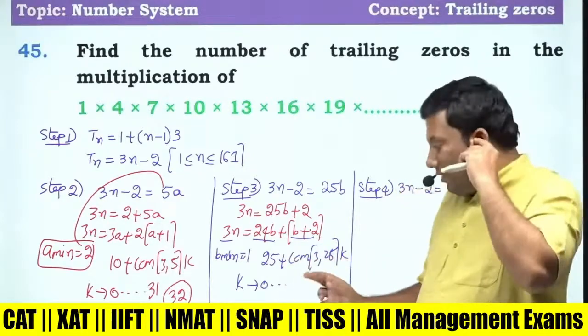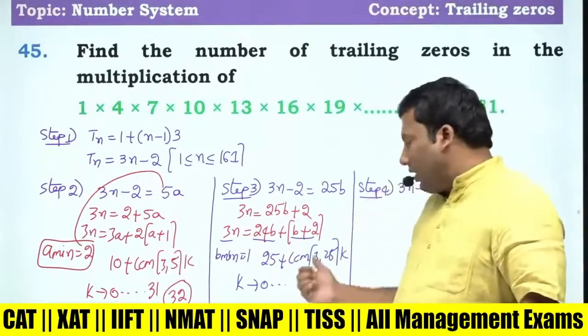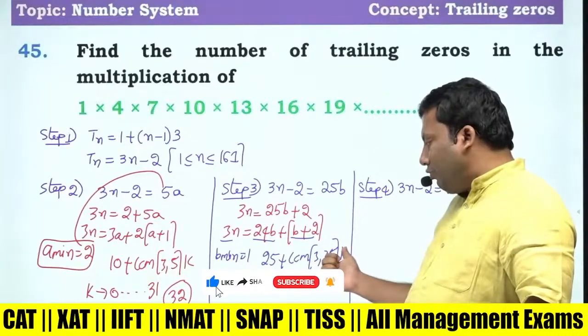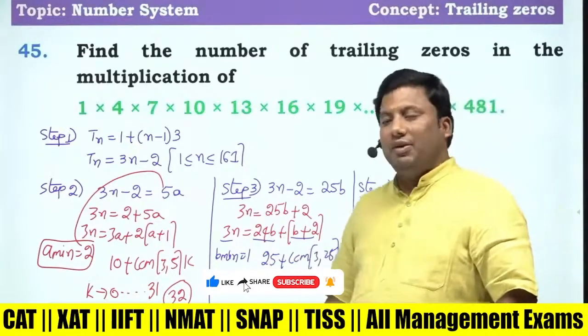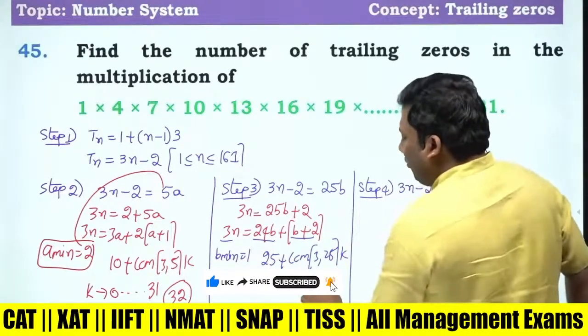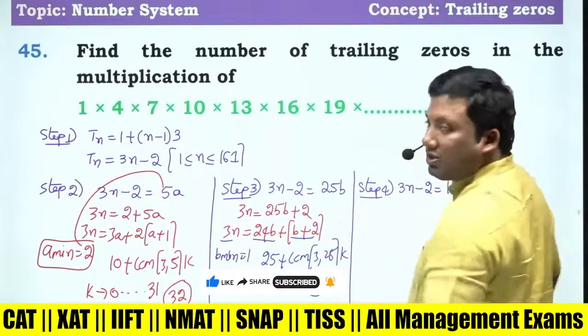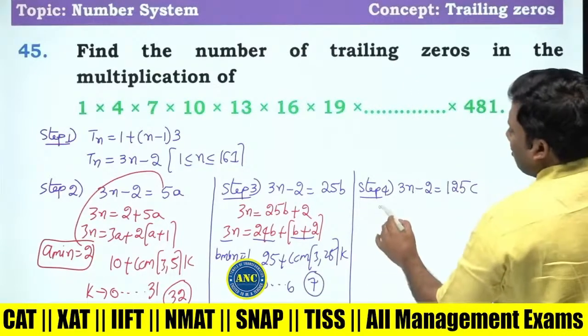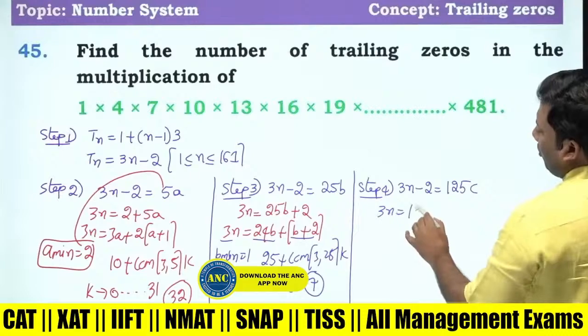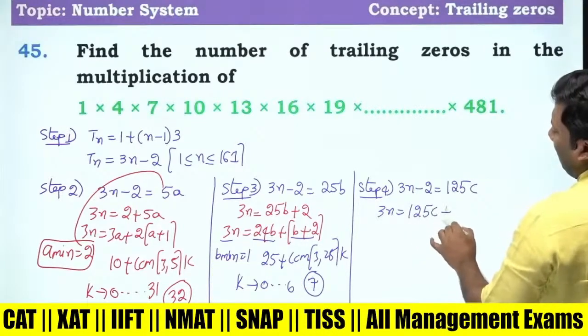325, they are co-prime numbers. Co-prime LCM is their product. 75 6s are 450, plus 25, 475. K value will be from 0 to 6, 7 values. Next one, 3n equivalent to 125c plus 2.